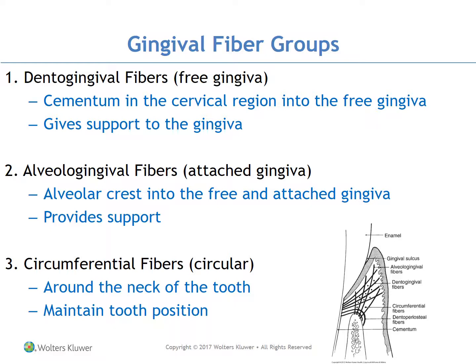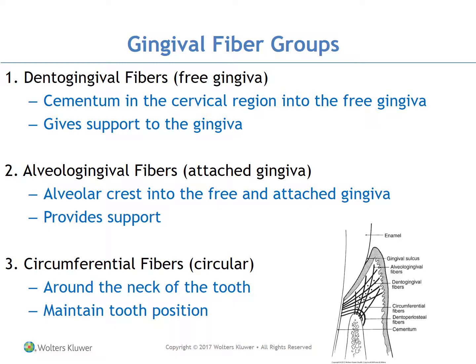All right, so our dentogingival fibers, these are in our free gingiva. The cementum in the cervical region into the free gingiva, these give support to the gingiva. Dentogingival, tooth to gingiva. So cementum in the cervical region into the free gingiva. Alveolo-gingival fibers, they're going to be at the alveolar crest into the free and attached gingiva. These also provide support.